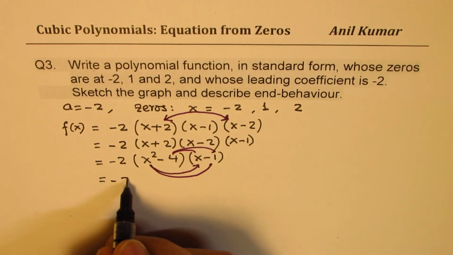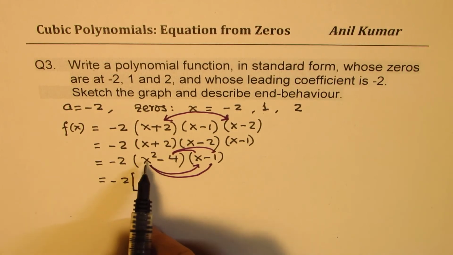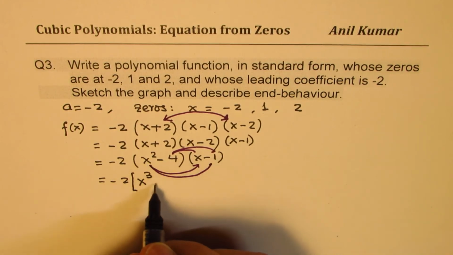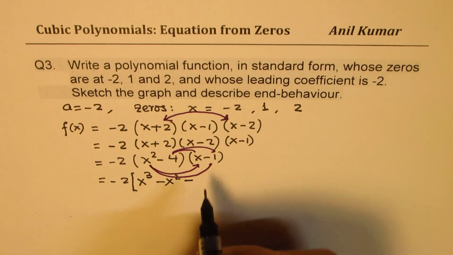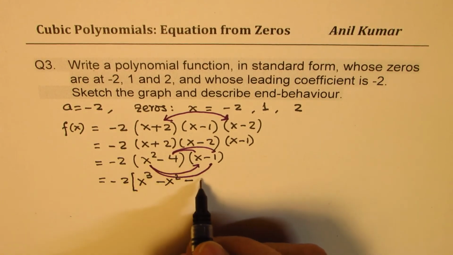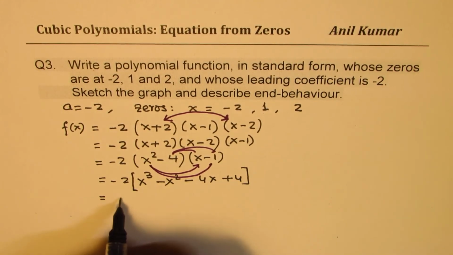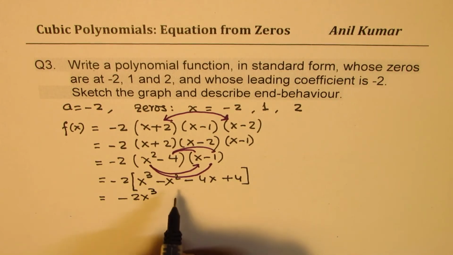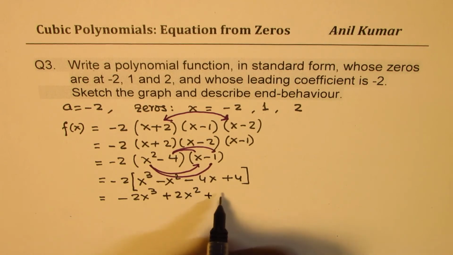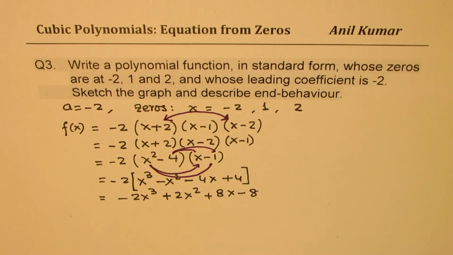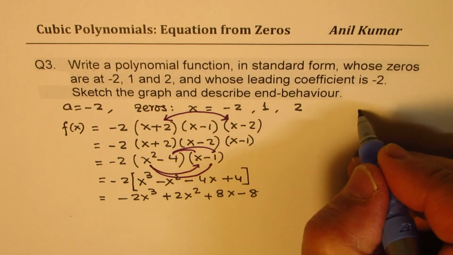Now we'll multiply with these terms, distributive property basically. So we get -2 times, let me make a square bracket, x squared times x gives us a cubic part, and then we have minus x squared minus 4x, and this gives you plus 4. Open this bracket, so we get -2x cubed, minus minus becomes plus 2x squared, that becomes plus 8x, and this is minus 8. So that becomes your function in standard form. Now let's try to sketch this and write the end behavior.